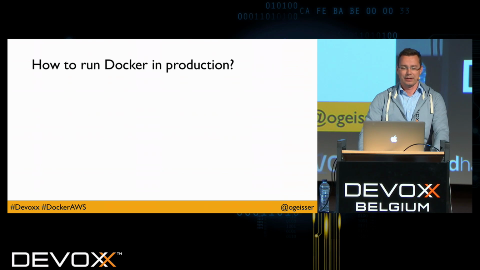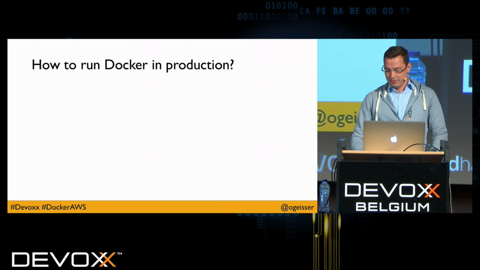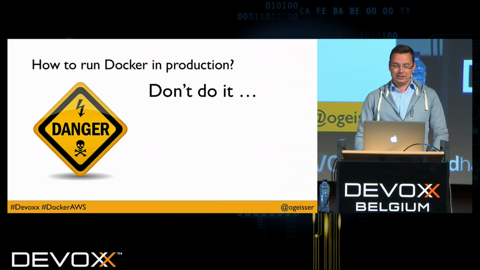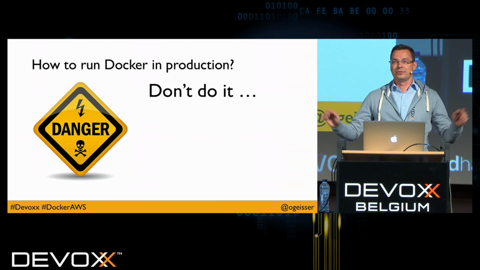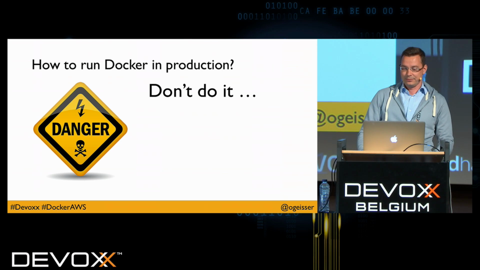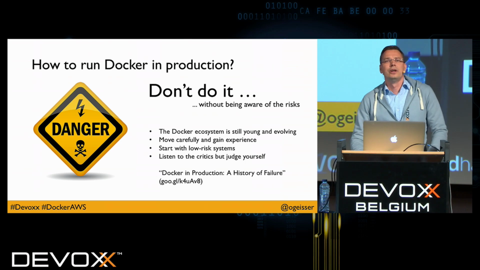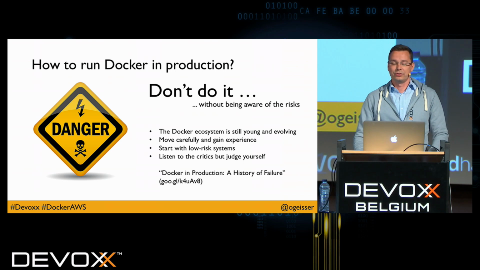And first, a disclaimer. If you ask me how to run Docker in production, my answer would be: don't do it. So the talk is over. At least without being aware of the risks. Production is, like the name explains, production. So you need to take care of the risks.